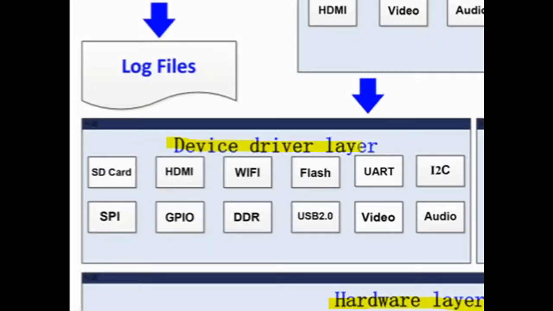This is the device driver layer. The main function is to configure the hardware drivers based on the business logic. Genin AI 120 has drivers and applications such as SD card, SPI, HDMI, GPIO, Wi-Fi, DDR. Genin also has the capability to program for Flash, UART, I2C, USB, video, audio, and so on as well.